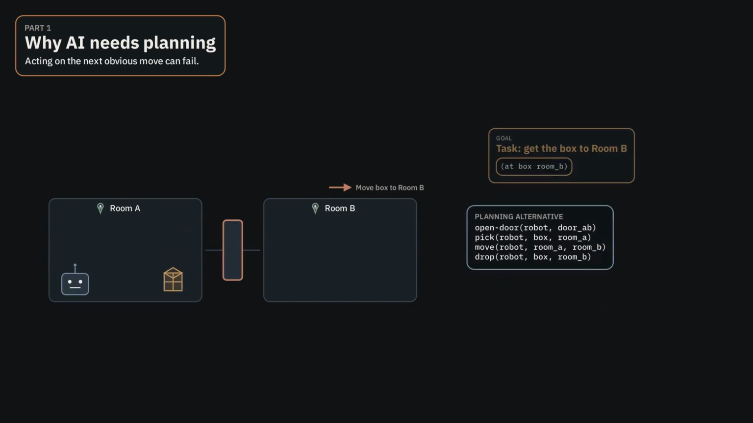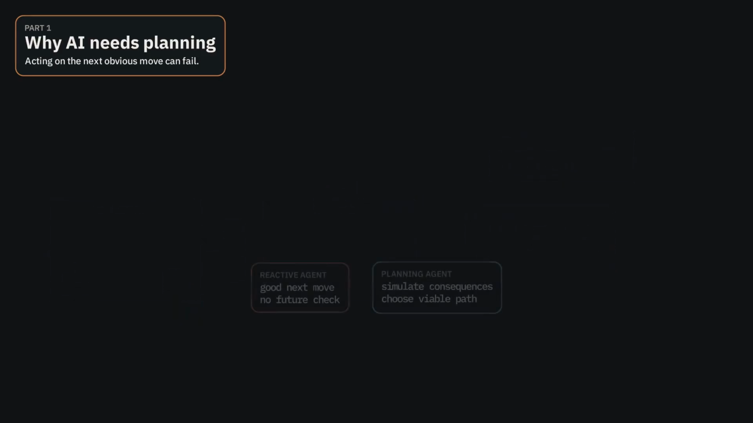the task. This is the central motivation for automated planning. Intelligent behavior is not just about choosing a good next move. It is about choosing a move whose consequences are also good. A reactive agent responds to what is true now. A planning agent reasons about what could become true later. That is the difference we are going to build for the rest of this lecture.